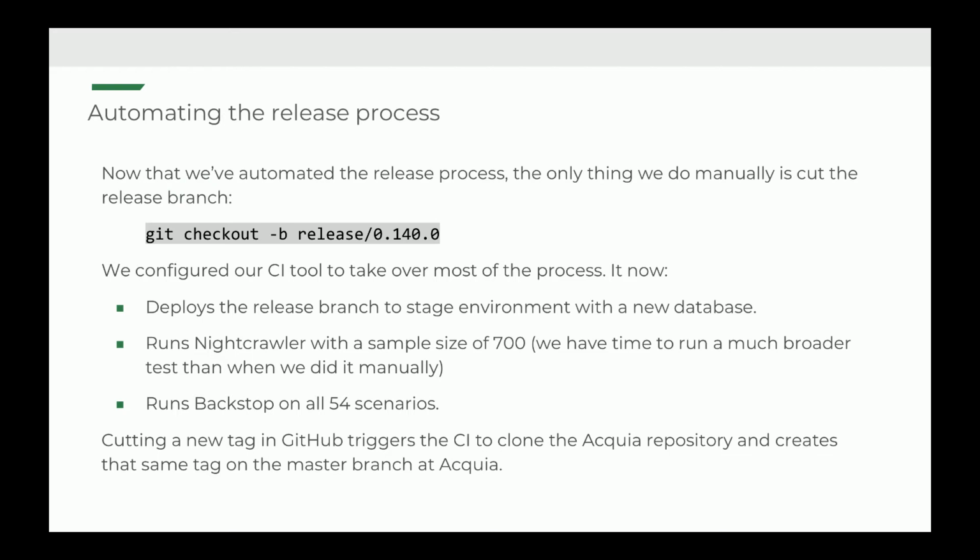And we also, during this automation, thought we would add that little positive where I don't have to clone the Acquia repo anymore. I can tag right through GitHub. So when we cut a new tag in GitHub, we have our CI tool, which will clone our Acquia repo and tag it with that same tag in Acquia.